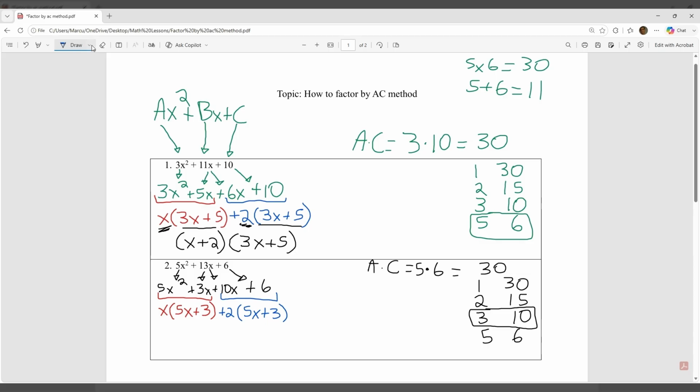Next step, you have to make sure whatever's inside the parentheses match. And in this case, they do. 5x plus 3. So you're going to bring them down like this. And the terms outside, x and 2, you put them together. So x plus 2. And that's how we factor by AC method.